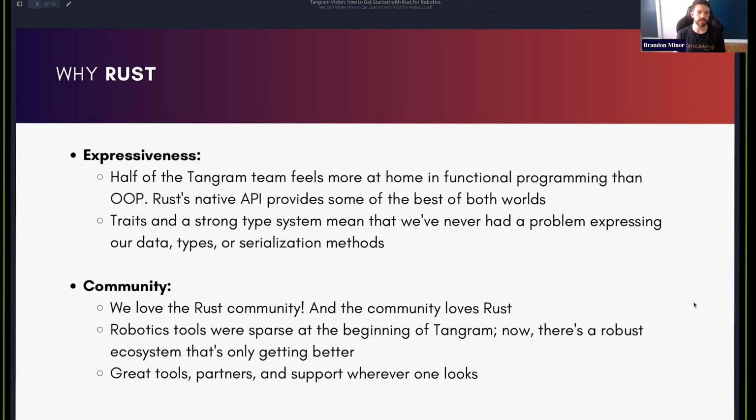Like I mentioned before, robotics tools were sparse at the beginning of Tangram. Now there's a robust ecosystem. We'll get into what this means for robotics in a bit and why you don't see more. But I would say it's growing and fast. So, the community gives great tools. There are great partners. Really, if you're using Rust and somebody else is using Rust, you're on level ground immediately, which makes it awesome.